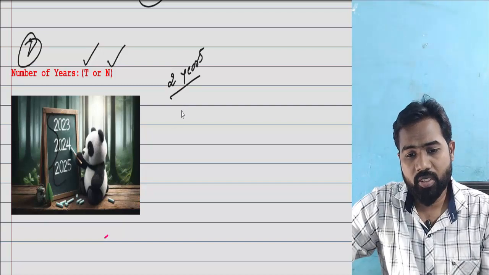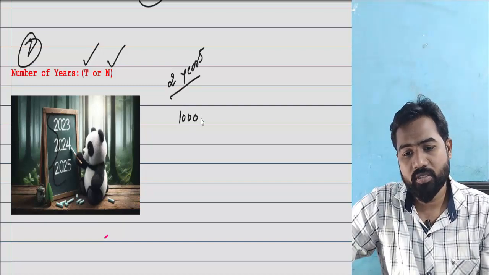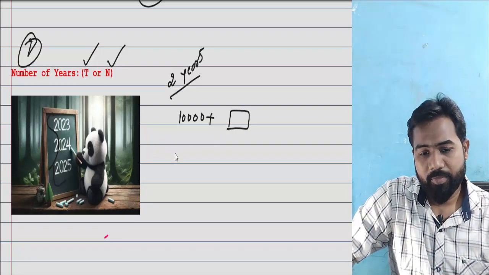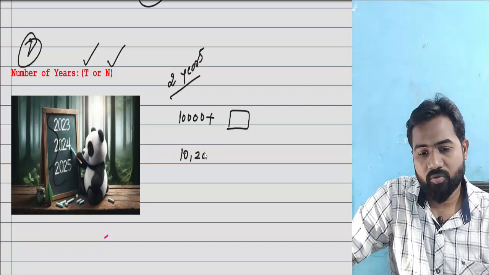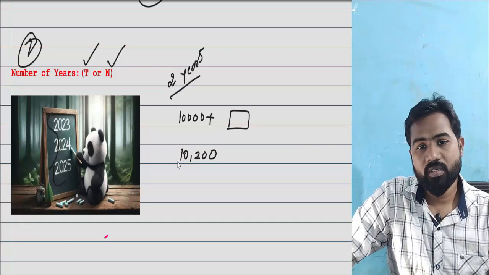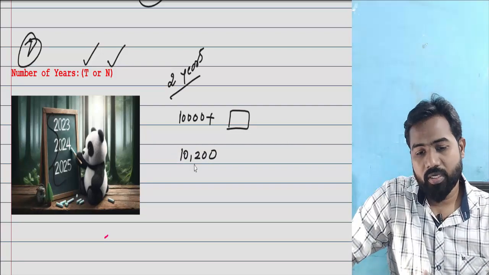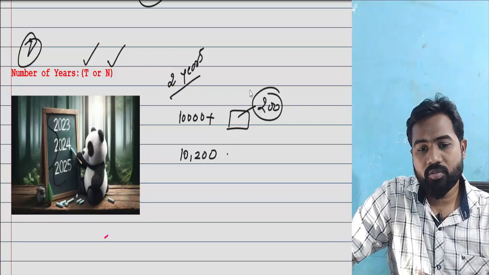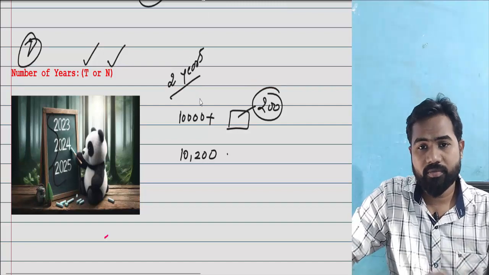Suppose you are going to take an amount, and this amount is 10,000. This was the principal amount. Suppose after 2 years, we are going to pay 10,200. This 10,200, what is the extra amount? The extra amount over here is 200. This 200 is known as the interest.